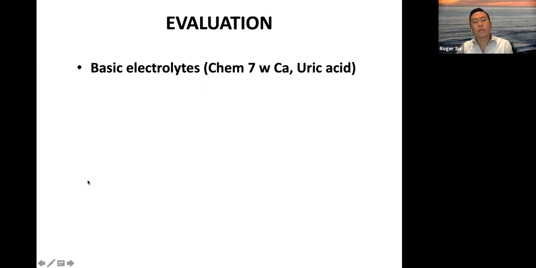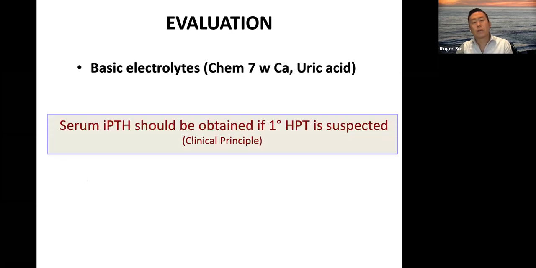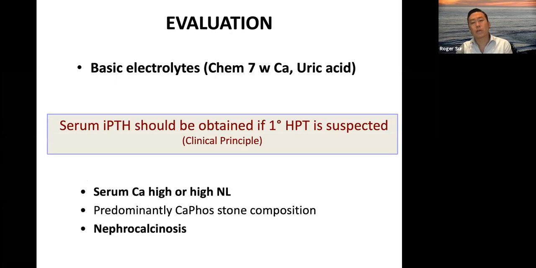As I said, blood tests would involve a Chem7 with a calcium and uric acid level. And when would you obtain an ionized PTH? Well, that's only if you suspect it. There are three situations in which you may suspect a PTH problem. Either they have hypercalcemia, or they have a high normal calcium, if they make a calcium phosphate stone, or on the x-rays there's evidence of nephrocalcinosis.